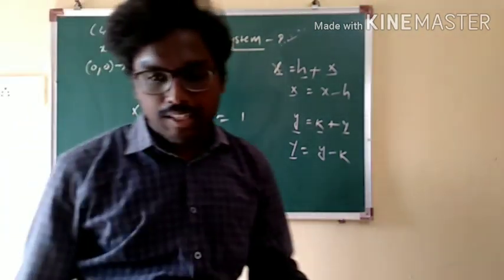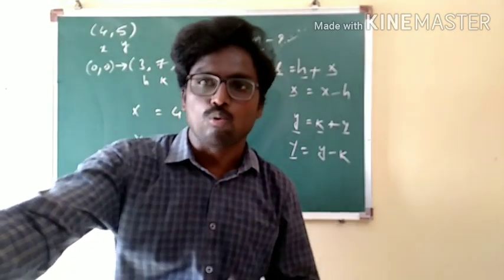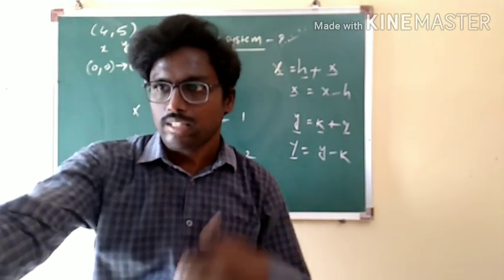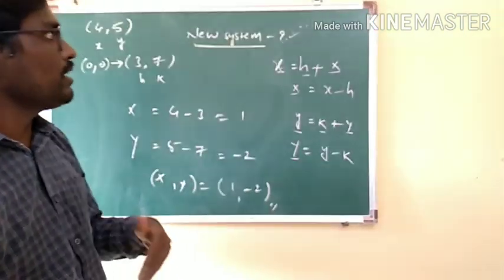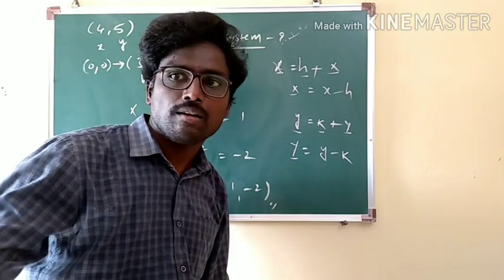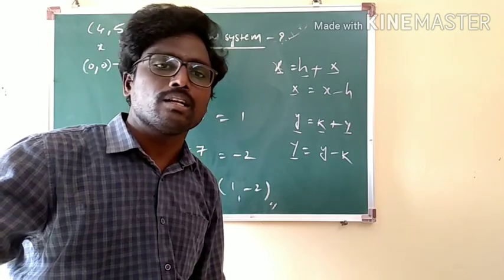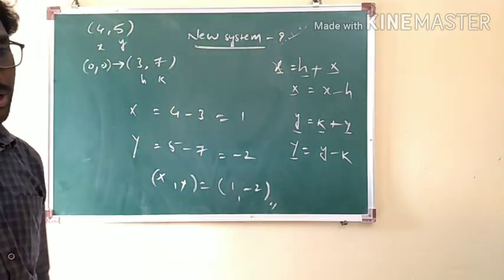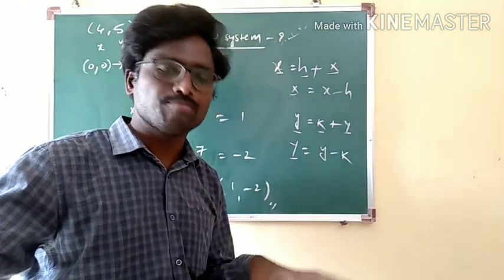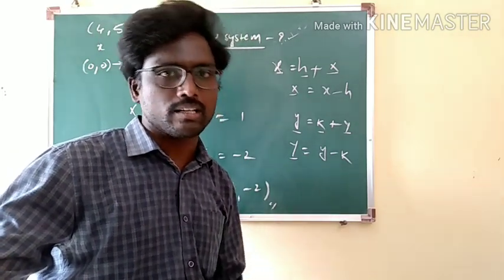So the point 4, 5, when it is given with respect to the old system, if the origin is shifted from 0, 0 to 3, 7, then the coordinates of the given point in the new system are 1, minus 2. This is how you have to think properly, whether the given question is related to finding the coordinates with respect to the old axis or the new axis. We'll be dealing with more sums in the next class so that you'll get better clarity. Thank you.